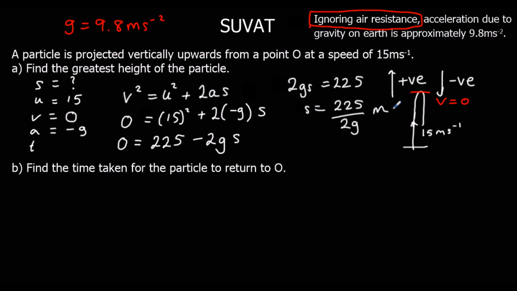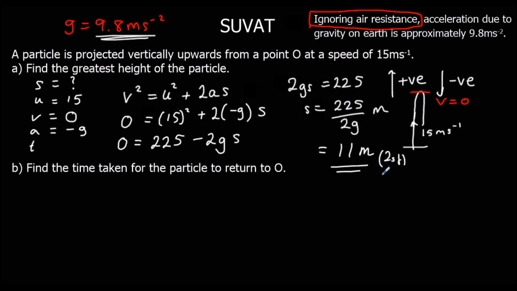That's our exact answer. We could type it into the calculator. If we did that, 225 over 2 times 9.8 gives us 11.4795918 and so on. But we can't give an answer to that degree of accuracy because we've used an approximation for g. So if we give our answer to two significant figures, we're going to get a distance of 11 meters to 2 s.f.